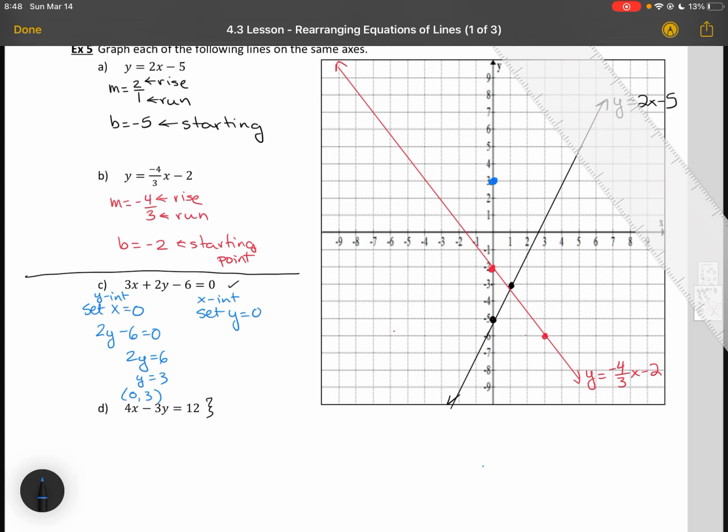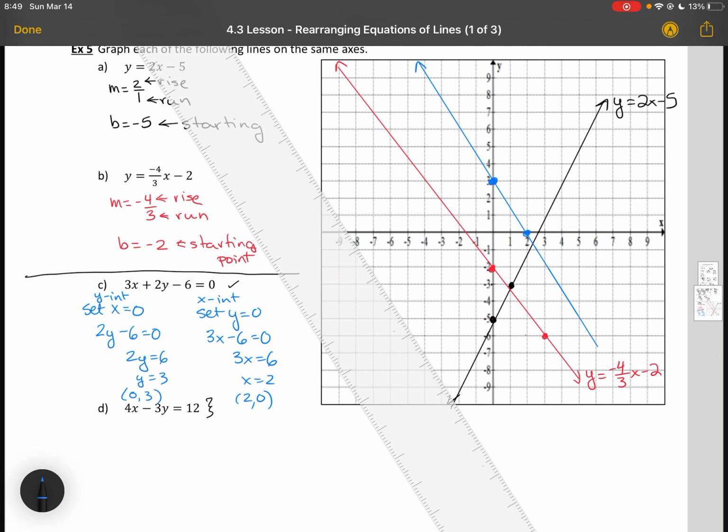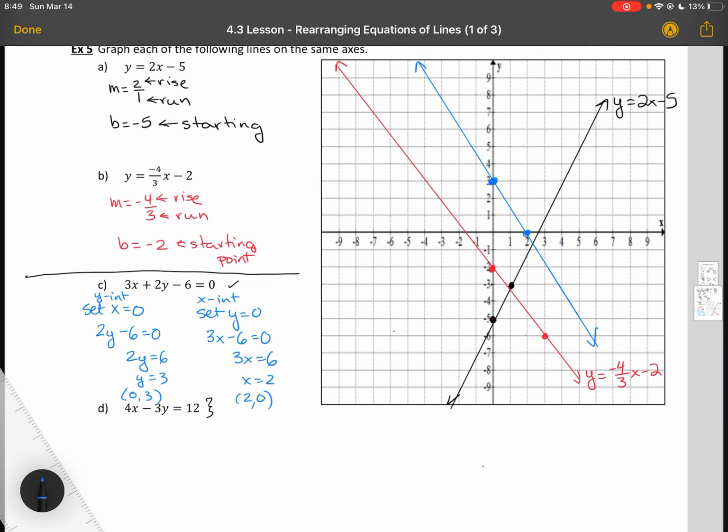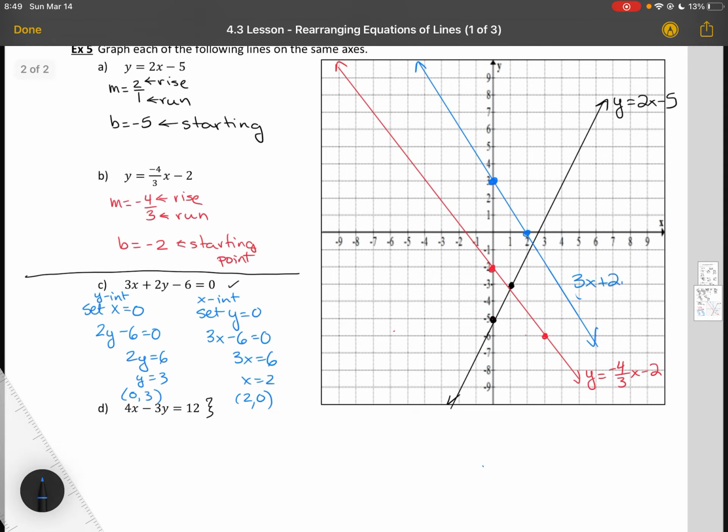Now my x-intercept, I'm going to set y equal to 0 like we practiced above. That's going to leave me with 3x minus 6 equals 0, which gives me an x-intercept of 2. I can also plot that on the graph. I have 2 points on my line, so I can then connect the dots here. I now have 3x plus 2y minus 6 equals 0.